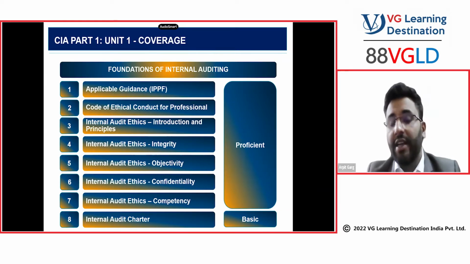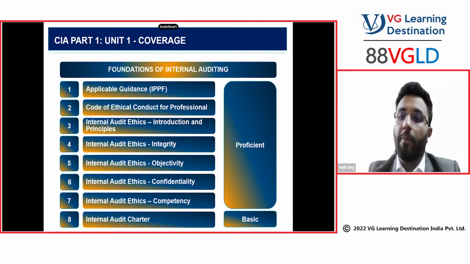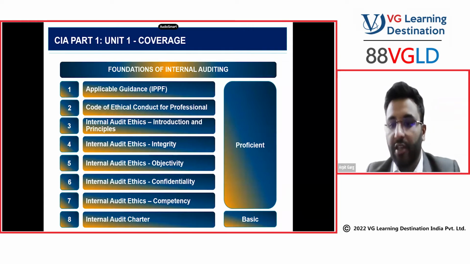After that, we'll understand in detail each of the Code of Ethics principles: integrity, objectivity, confidentiality, and competency. The final topic would be Internal Audit Charter. So those are the 8 subunits. There are a total of 21 pages in the GLIM content that we are going to cover end to end. Before getting into the content and the detailed learnings, let me just share, because here there's something that is written as proficient and basic.